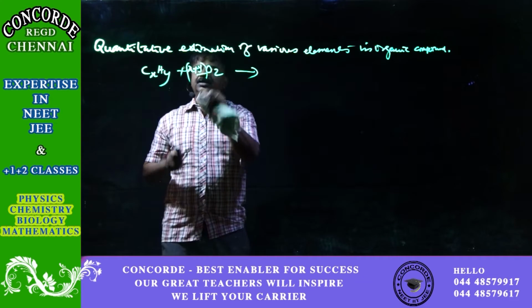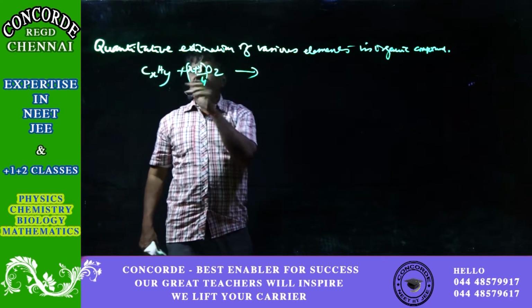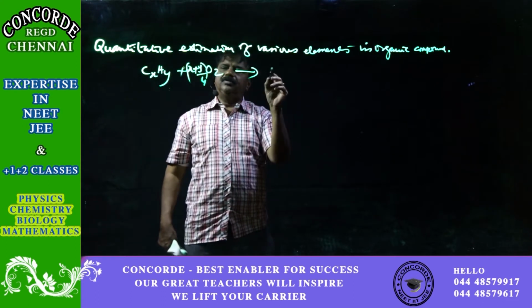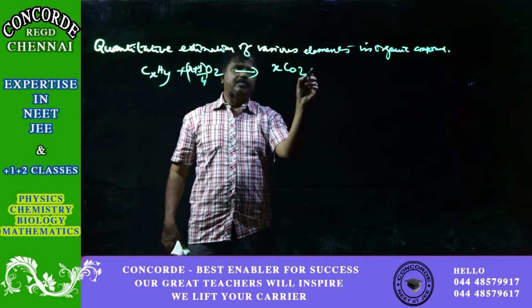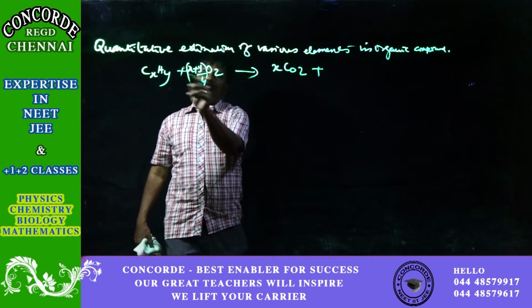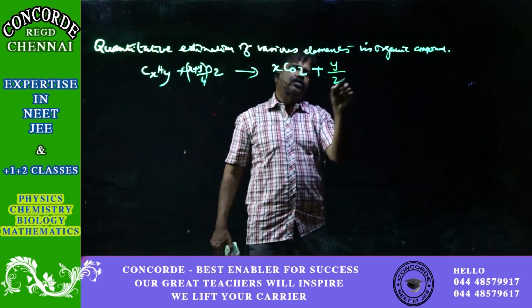So, this has to be y by 4 because the CO2 should be formed. x amount of CO2 will be formed, and y by 2 of H2O will be formed.